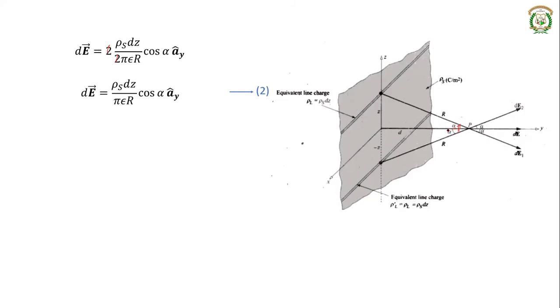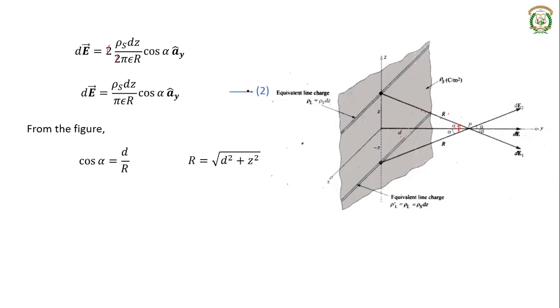Cos of this angle is adjacent side by hypotenuse, that is d divided by r, right? Cos alpha is d divided by r. And from this right angle triangle, what is r equal to? R is the hypotenuse. So r is square root of d square plus z square, right? R is the square root of d square plus z square.